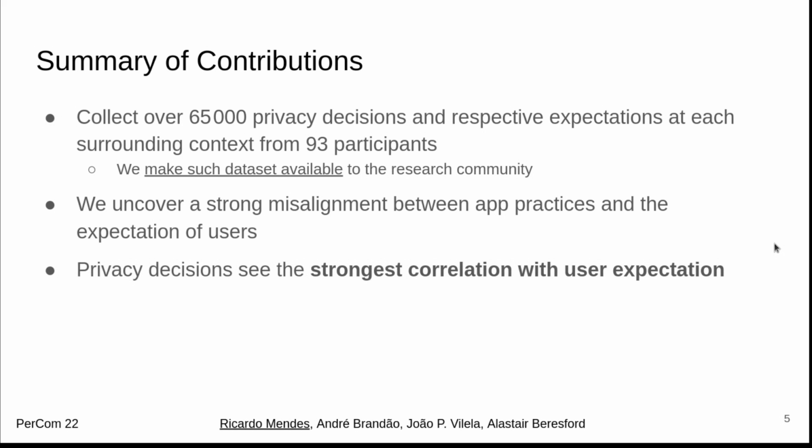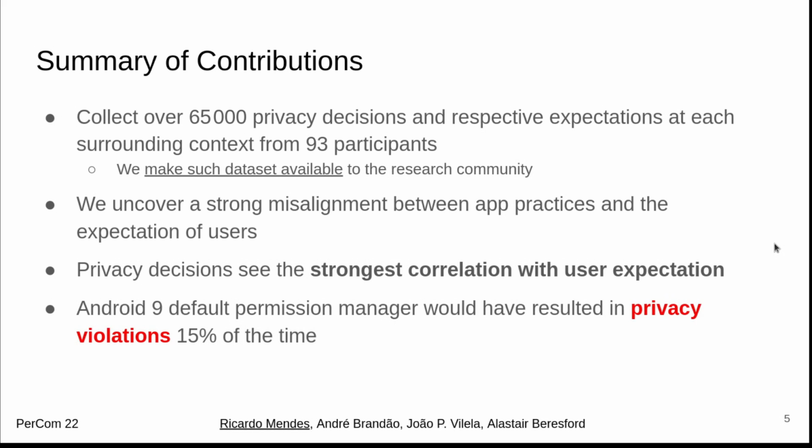We also see that privacy decisions show the strongest correlation with user expectation. In fact, expected requests are allowed 90% of the time, whereas unexpected requests are allowed less than 40% of the time. We've also seen that the Android 9 default permission manager would have resulted in privacy violations 15% of the time. That is, from the 65,000 privacy decisions that our users answered, our users explicitly denied 15% of these that would have otherwise been accepted by the default permission manager, and therefore this would have resulted in privacy violations.